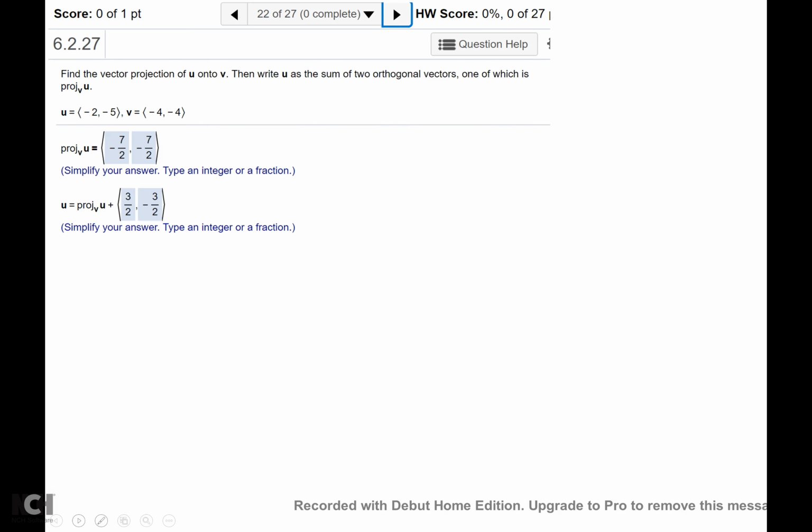Next one's an example, 22. Find the vector projection of u onto v, then write u as the sum of two orthogonal vectors, one of which is the projection of u onto v. So same thing. To find the projection of u onto v, it's going to be u dot v over the magnitude of v squared times v. So let's figure out our magnitude of v. It is going to be the square root of negative 4 squared plus negative 4 squared, which will be the square root of 32.